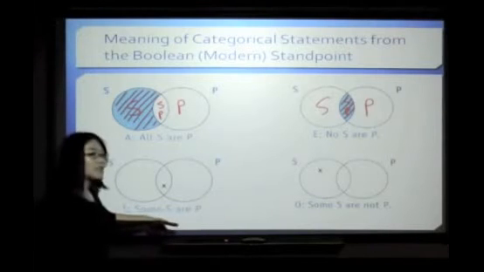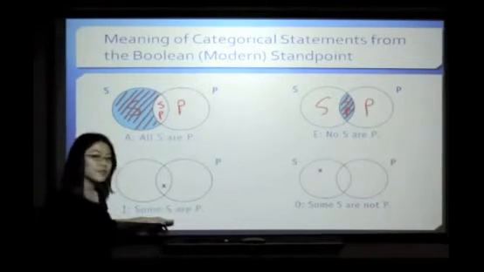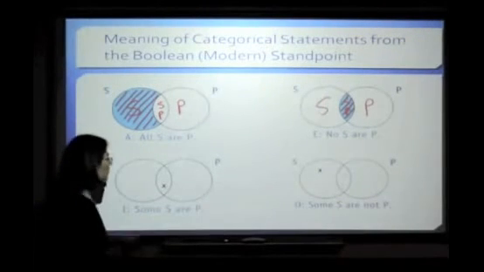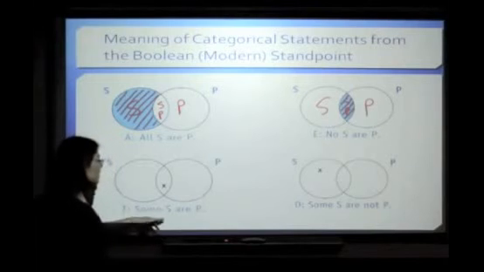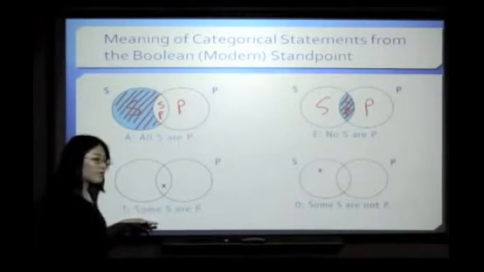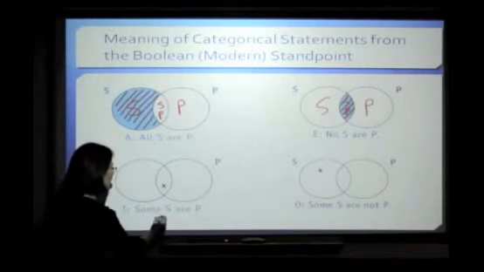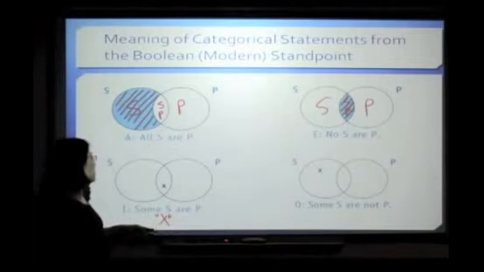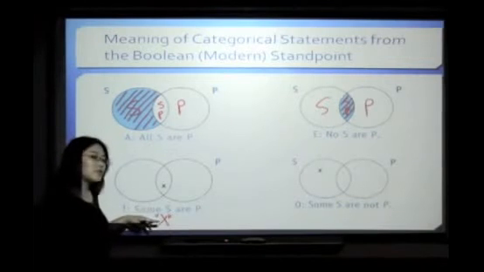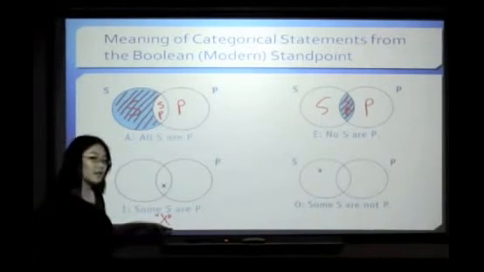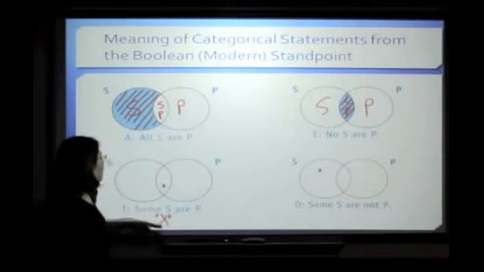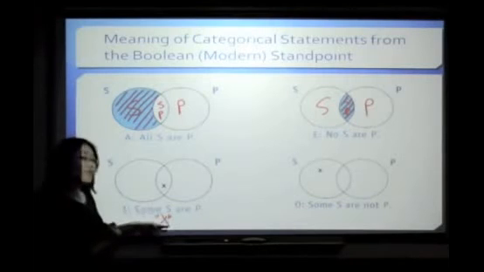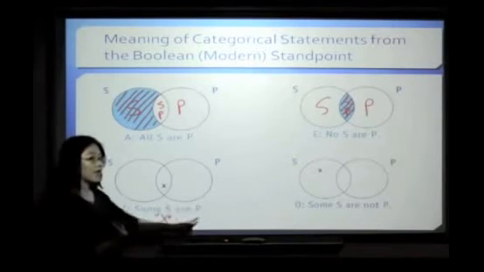Now, I-type statements have existential import: whatever the subject term is, exists, and in this case is an S. So in logic, we represent the existential import that one thing exists with an X. Okay, so anytime you see the word some, you're going to use an X to represent that at least one thing exists. Now, the statement some S are P is saying that there's at least one thing that exists that's an S and a P.